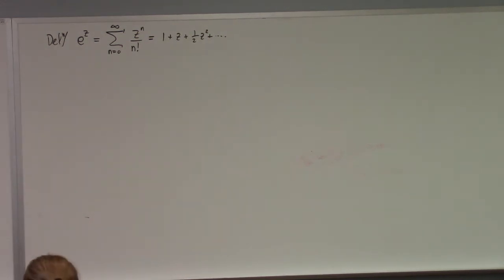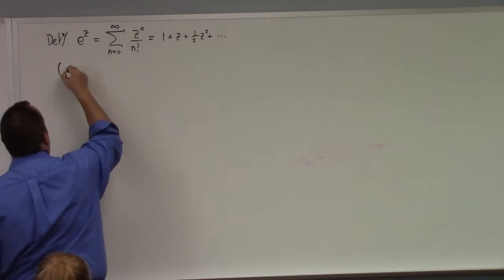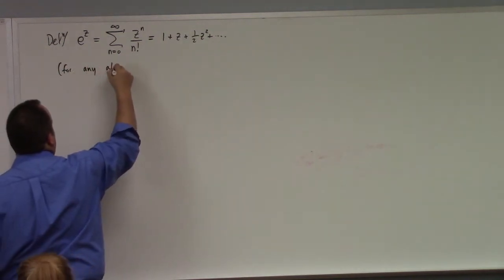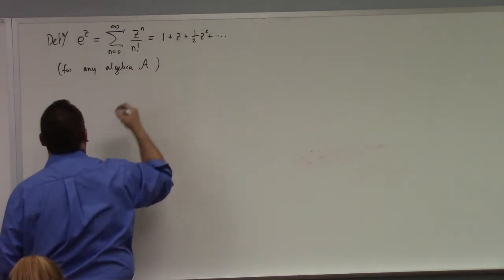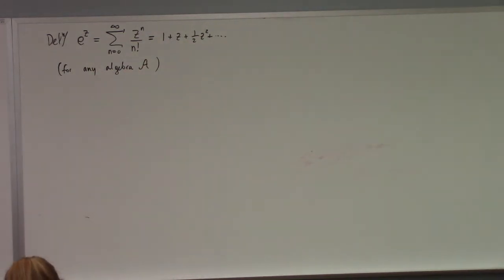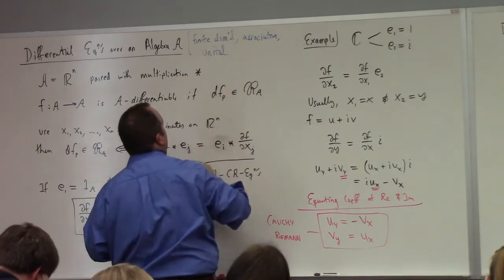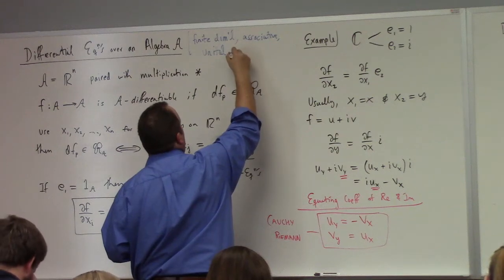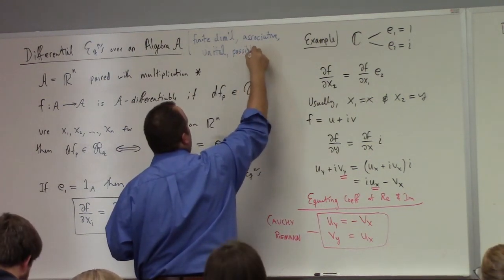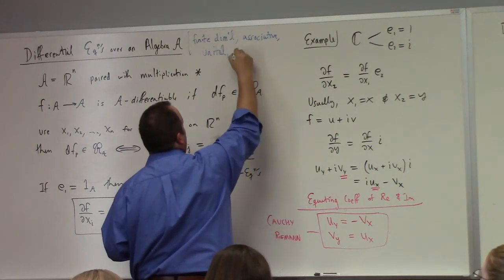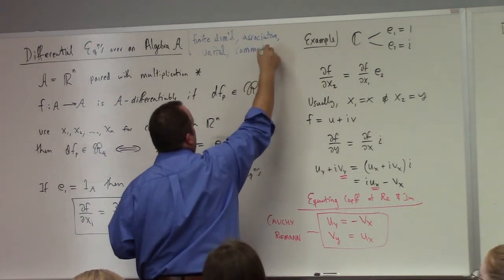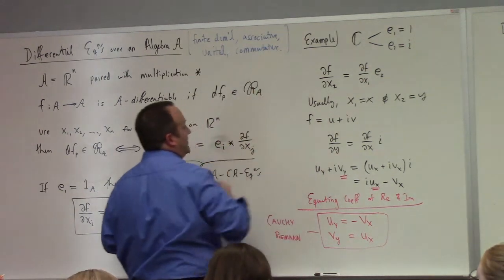So this is the exponential, and this is for any algebra A. Now, I say any algebra A, but what I really mean is finite dimensional, associative, unital, and possibly commutative. Let's just tack commutative onto it. I don't think I have anything non-commutative to tell you today, so for the purpose of today, assume commutative as well.